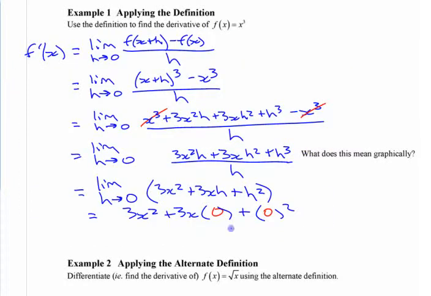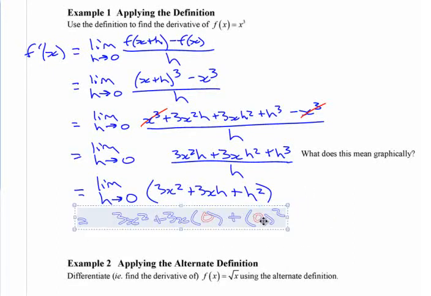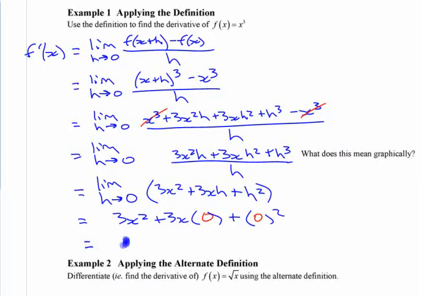Run out of room, you just make more. What does that leave me with here? It leaves me with 3x squared, right? Plus 0 plus 0. Or just 3x squared. Just 3x squared. This is the derivative of this function.